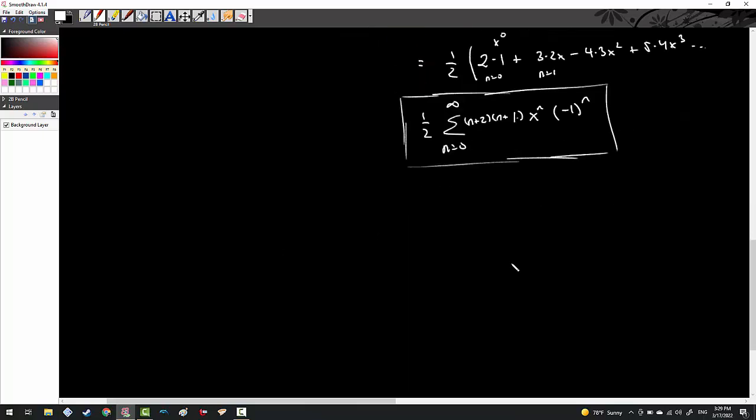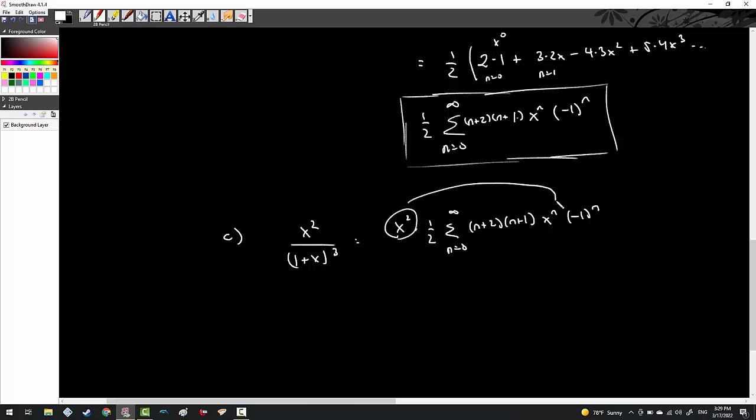And then for 19c, it's actually pretty easy. x squared over 1 plus x cubed is really the same series we had before, with a 1/2 on the outside, but now it's being multiplied by x squared. So that can just multiply in. So you get 1/2, the sum from n equals 0 to infinity, n plus 1, n plus 2, x to the n plus 2 times negative 1 to the n. Hopefully that makes a lot more sense. I will move on to the next problem.